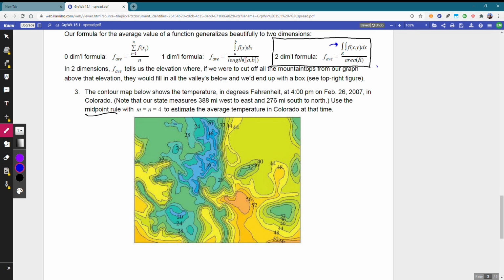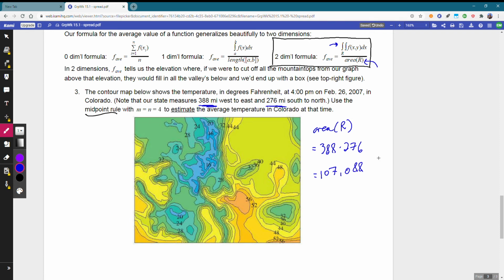All right, so we've got to get that going, but maybe first let's figure out the area of our rectangle. So the area of our rectangle is this length times width, and so here we're given those 388 and 276 miles. So 388 times 276, and that works out to be 107,088 square miles.